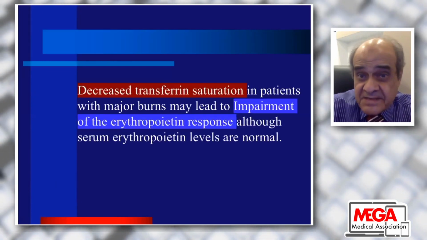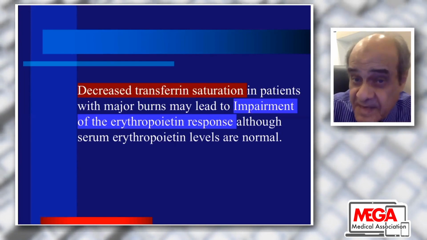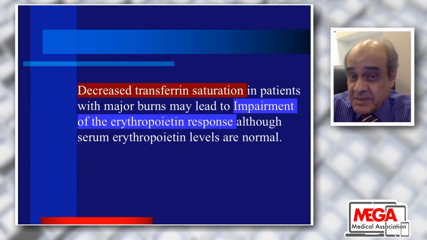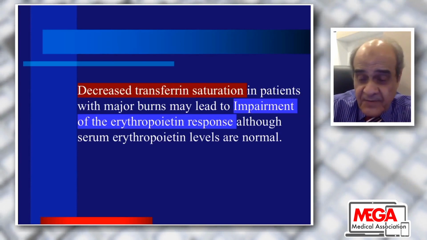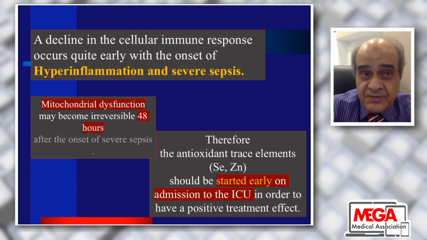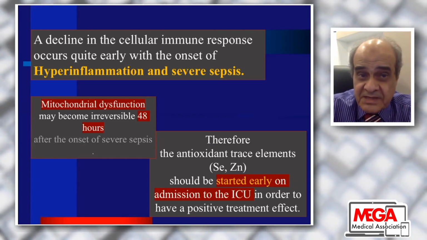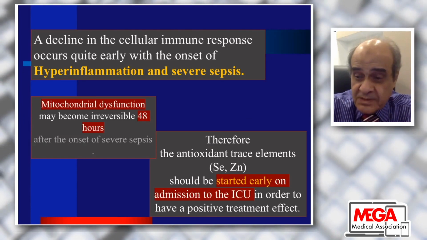Decreased transferrin saturation in patients with major burns may lead to impairment of erythropoietin response, even in patients with normal levels of erythropoietin. A decline in the cellular immune response occurs quite early with the onset of hyperinflammation and severe sepsis, so we have to support the patient early.